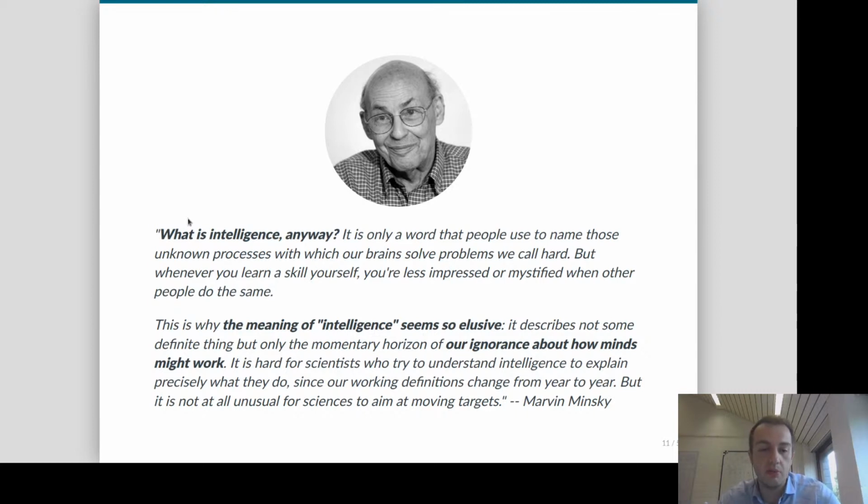So this is why I think the meaning of intelligence seems so elusive. It describes not some definite thing, but only the momentary horizon of our ignorance about how minds might work. And this is why it's hard for scientists who try to understand intelligence to explain precisely what they do, since our working definitions change from year to year. But it is actually not that unusual for scientists to aim at moving targets.